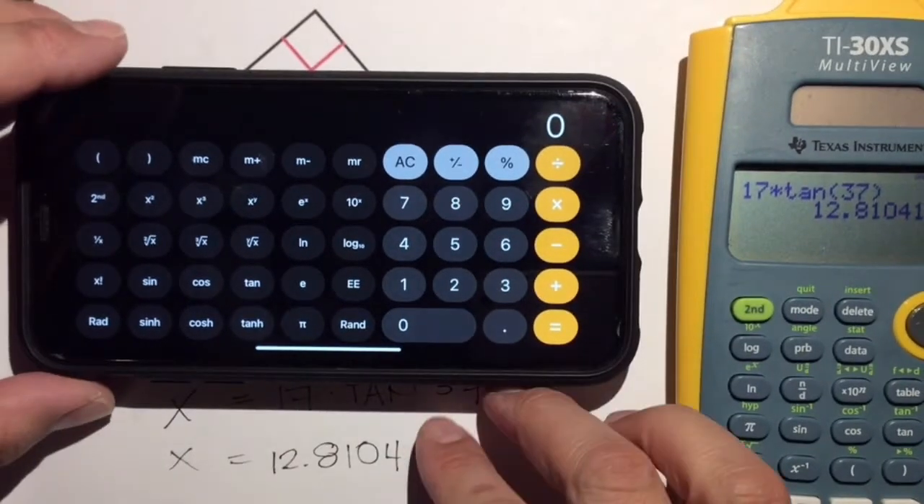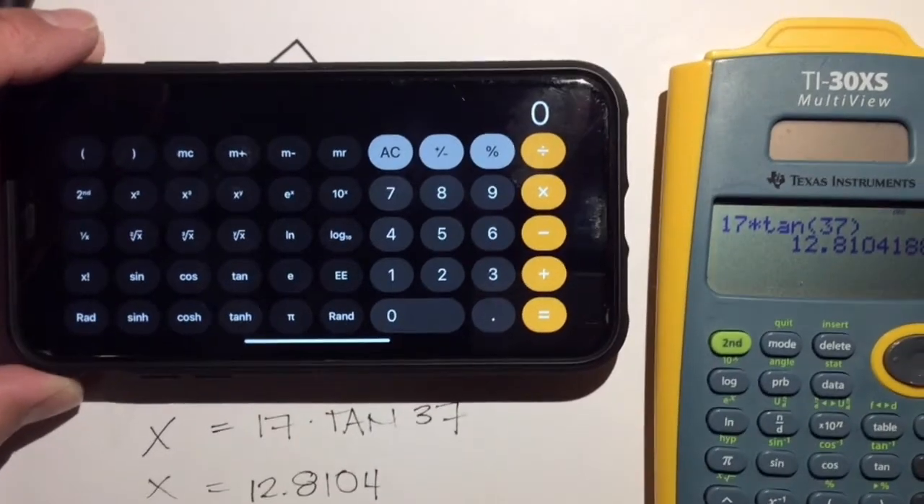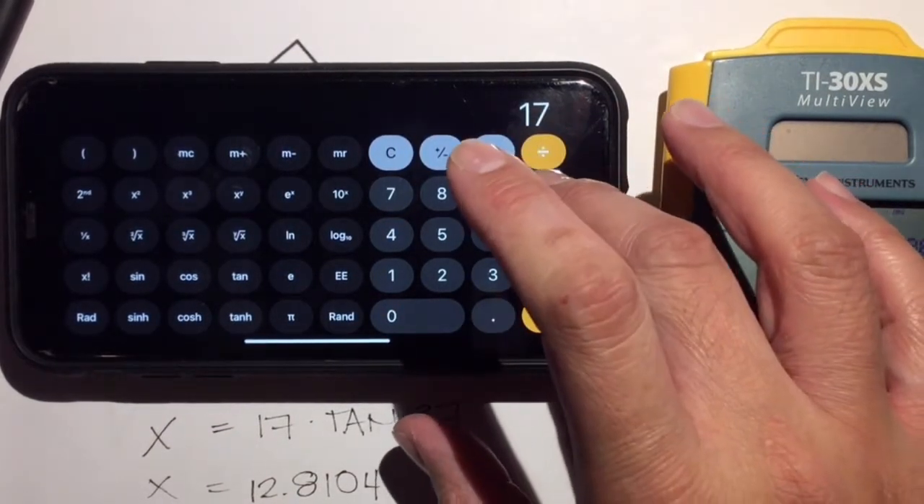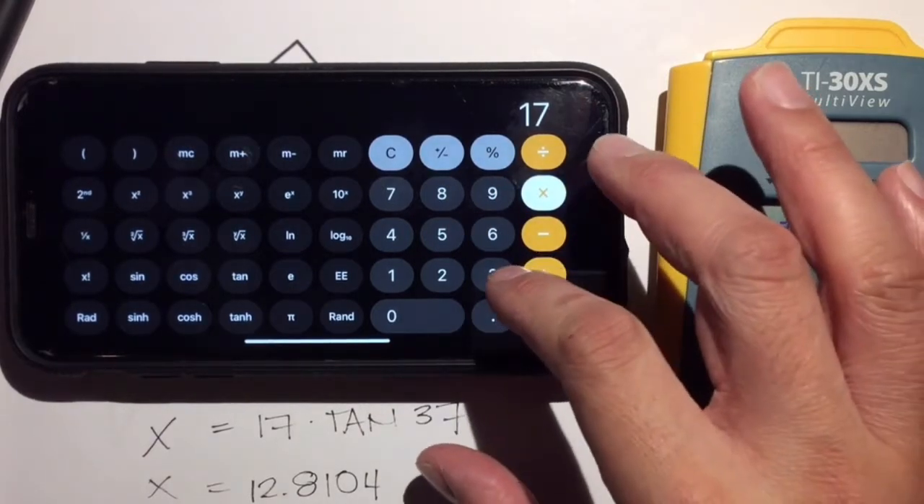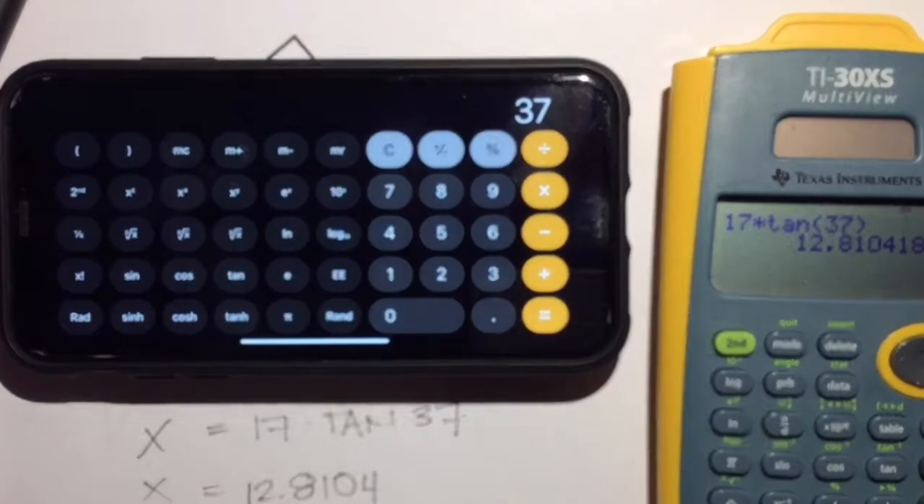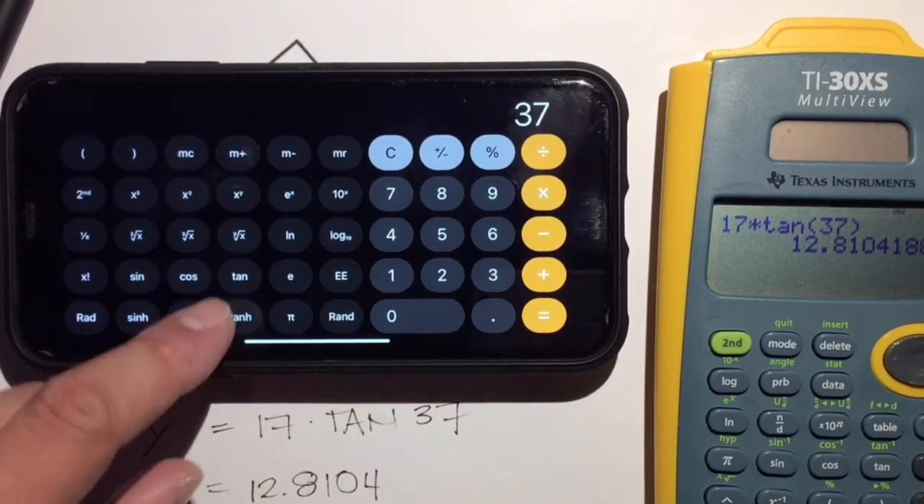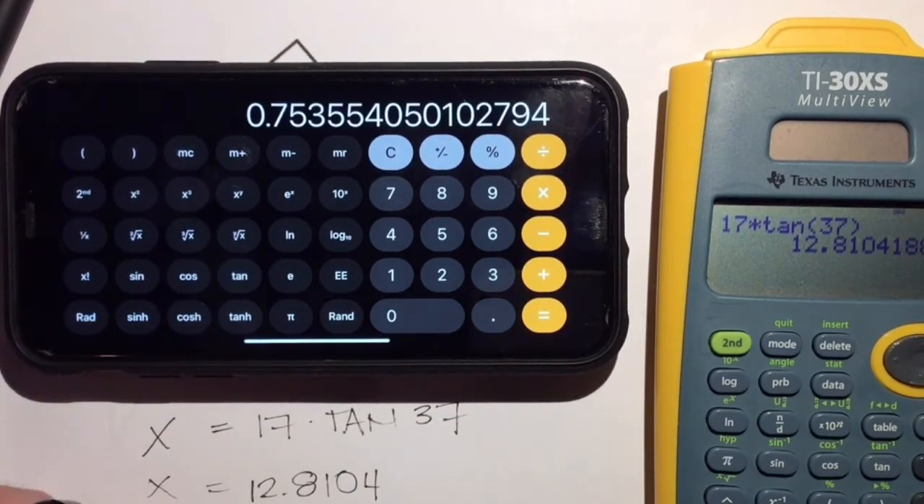And now, it's going to be a little different. Okay? So we're going to go 17 times 37, and then we're going to see it's backwards. We put 17 times 37, but we're not going to just multiply by 37. We want the tangent of 37. So now we're going to press tangent.